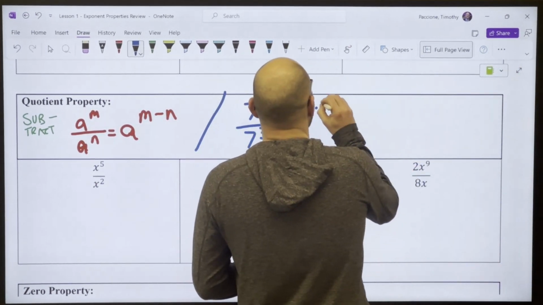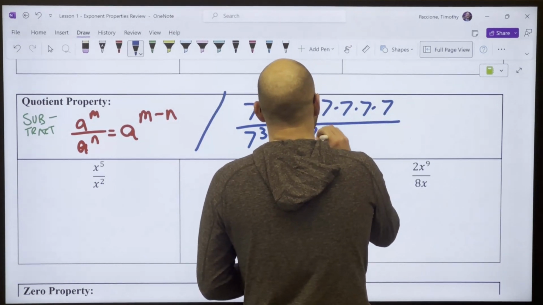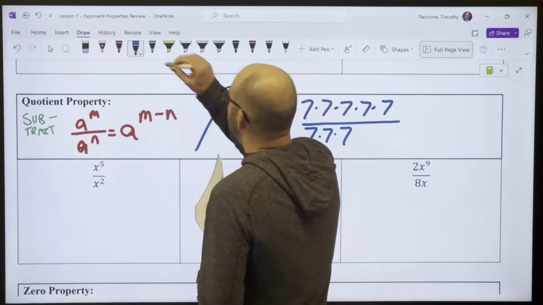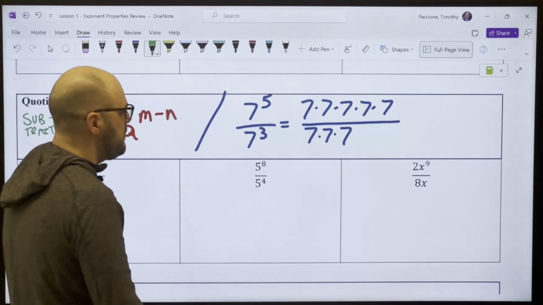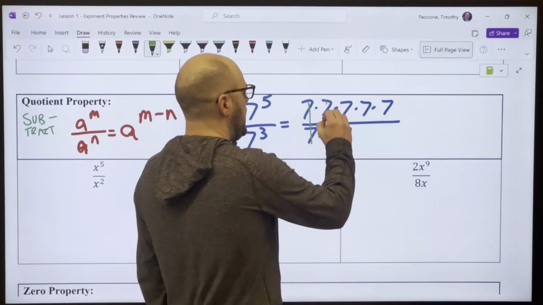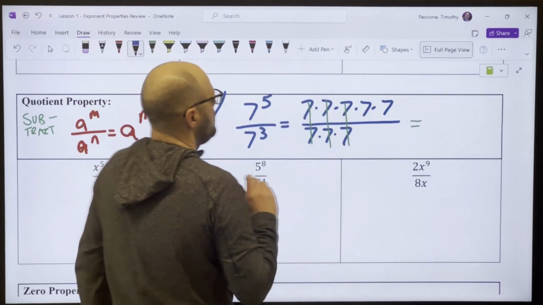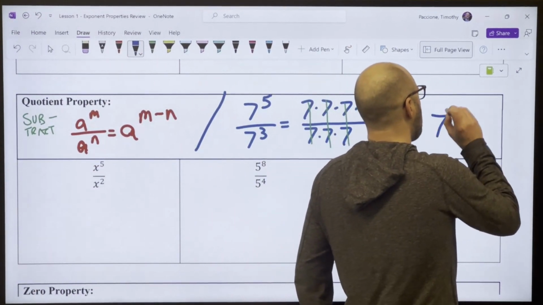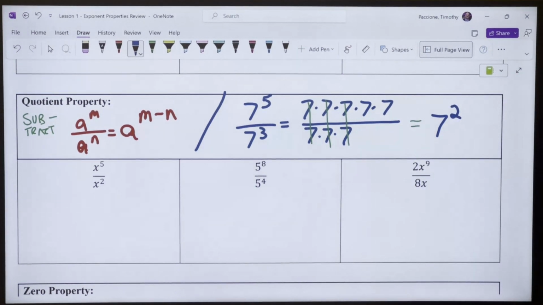Ready? 7 times 7 times 7 times 7 times 7 over 7 times 7 times 7. What happens when you have a number divided by itself? It cancels because that's 1. 7 over 7 is 1. So that's 1, that's 1, that's 1. And what am I left with? 2 7s being multiplied, which is 7 squared, right? So it makes sense every time you expand it out, if you ever need to, okay?